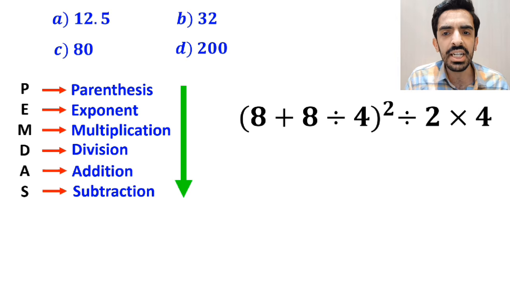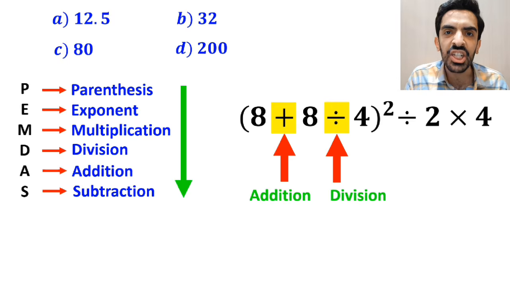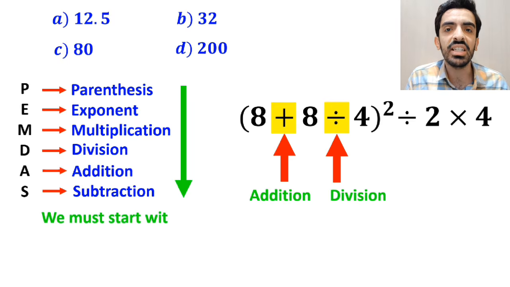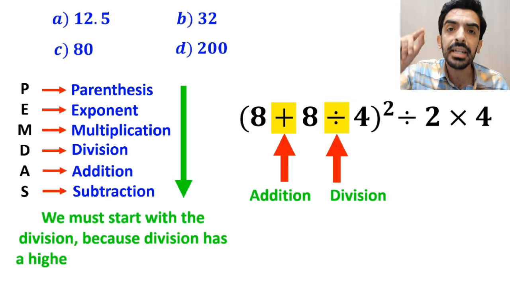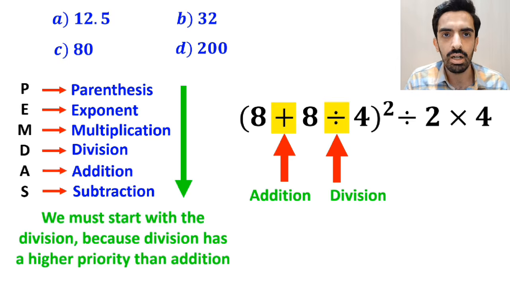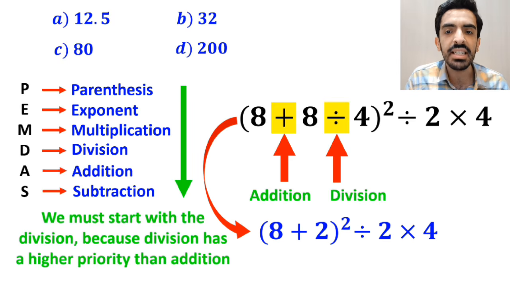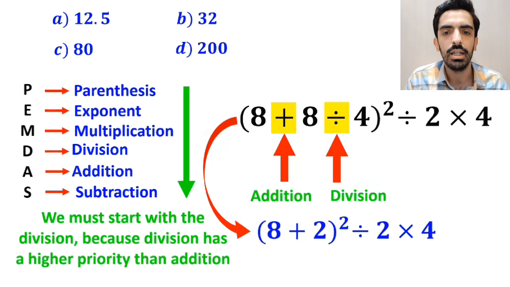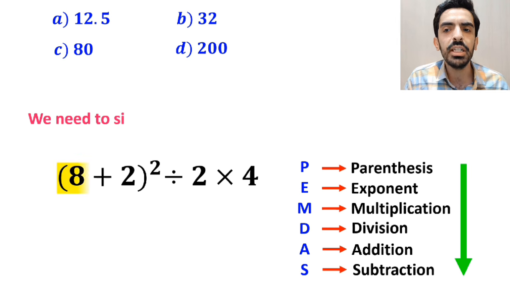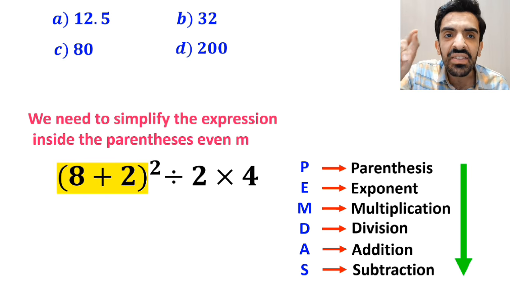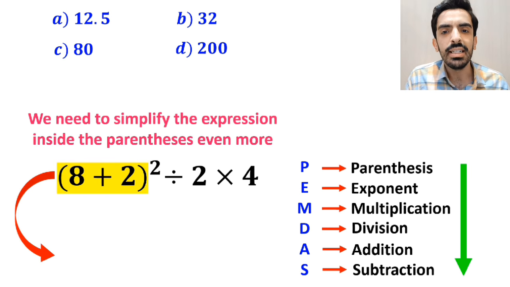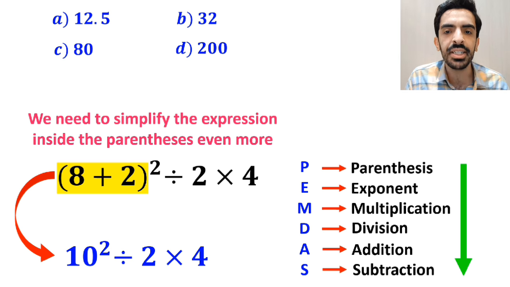Okay, as you can see, inside the parentheses, we have an addition sign followed by a division sign. We must start with the division, because division has a higher priority than addition. So, instead of this expression, we can write 8 plus 2 inside the parentheses, all squared, divided by 2, then times 4. And the next step, we need to simplify the expression inside the parentheses even more. So, this expression simplifies to 10 squared divided by 2, then times 4.